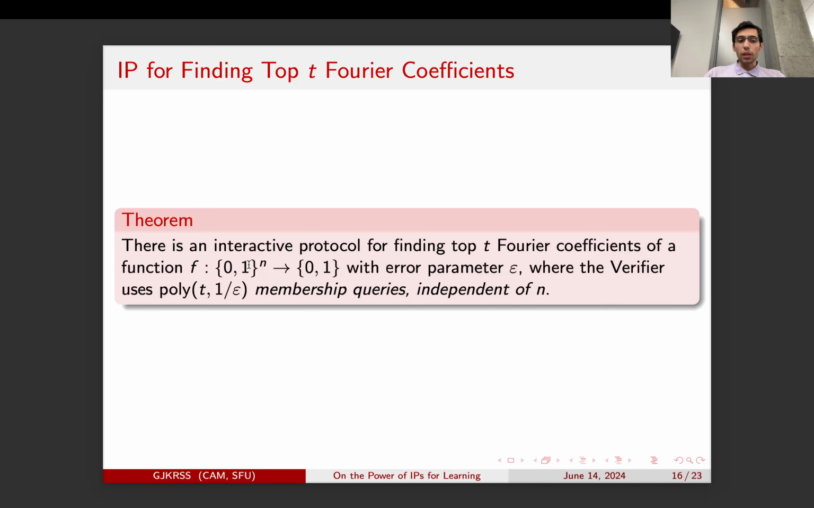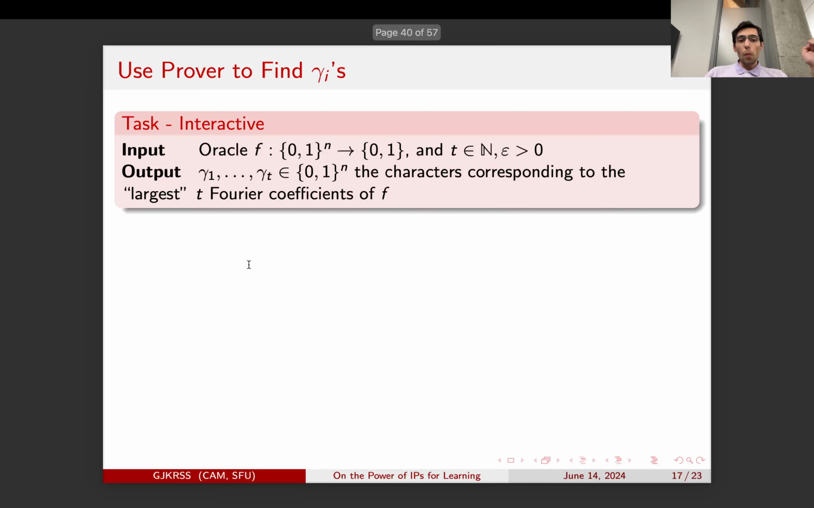The answer is yes, we can. There is an interactive protocol for finding the top t Fourier coefficients of a function f with error parameter epsilon, where the verifier uses polynomial in t and 1 over epsilon membership queries, which is independent of n. So in the end, our goal is to output the coefficients and not just the values, which are real numbers.